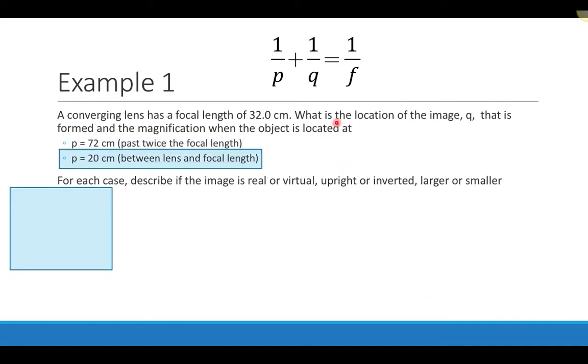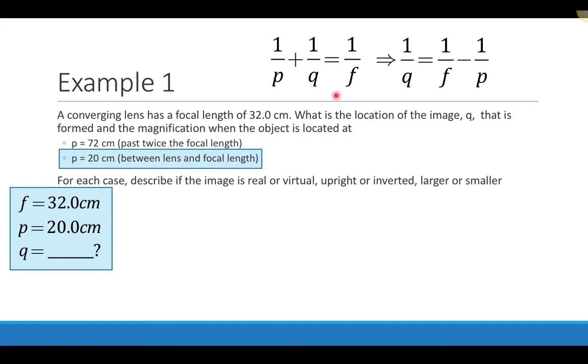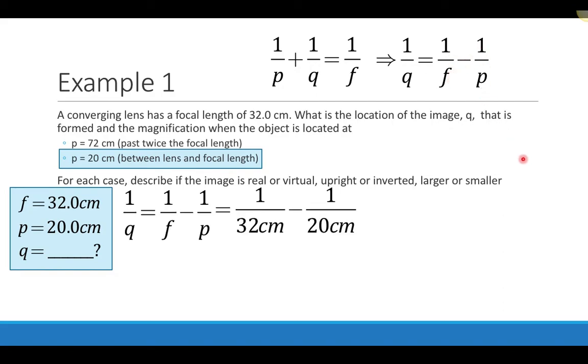So I can repeat the same question for the case when my object is located at 20 centimeters instead of far away, so it's located close to the lens. My focal length is still 32 centimeters. My object is now located at 20 centimeters, and I want to determine where the image is located. As before, 1 over the image distance is 1 over the focal length minus 1 over the object distance. I can plug those values in: 1 over 32 minus 1 over 20.